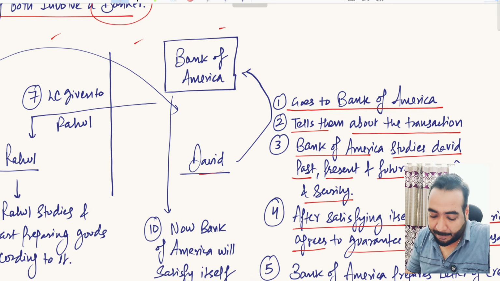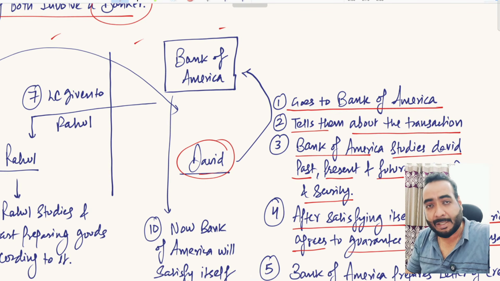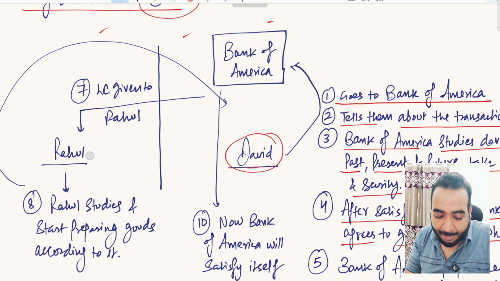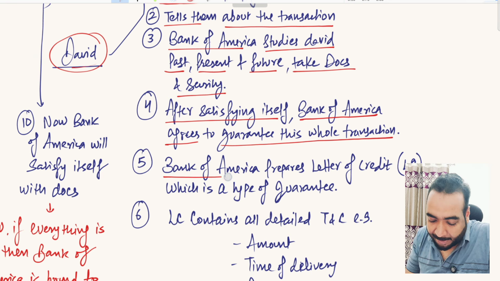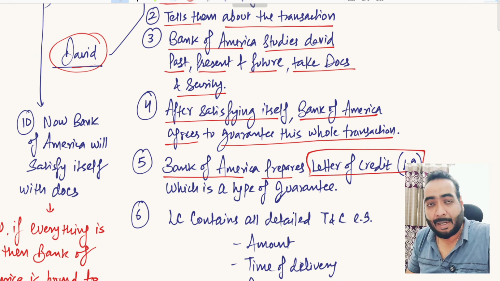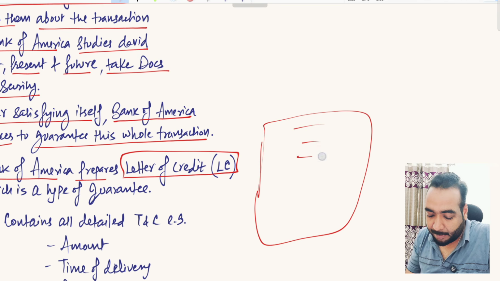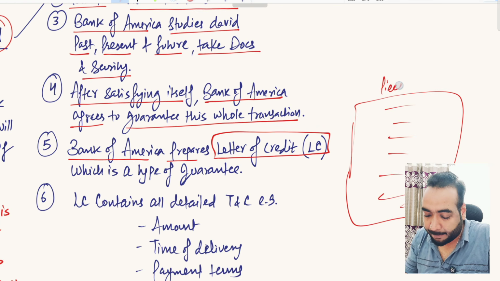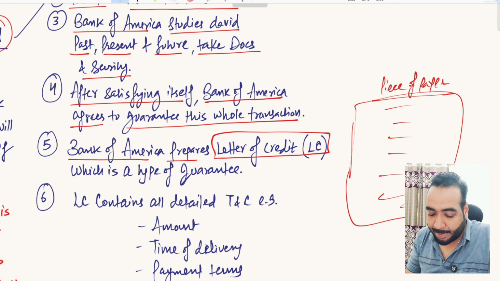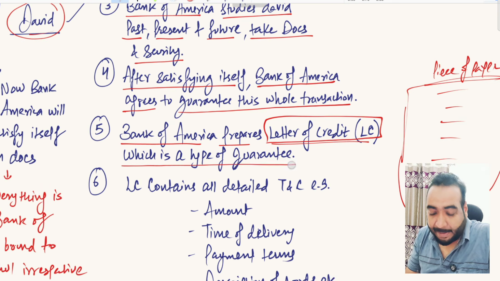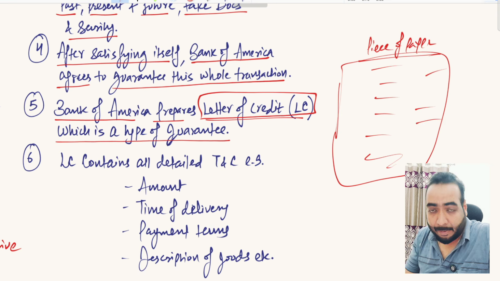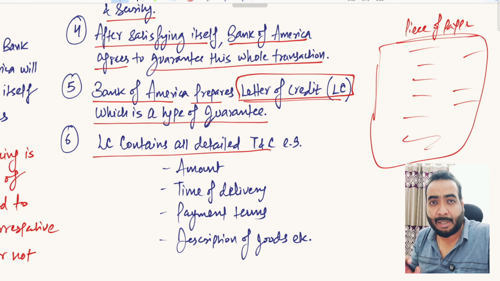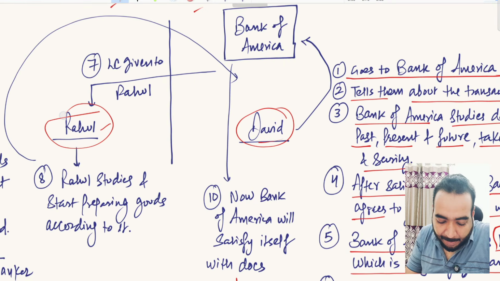Bank of America says, David, now we are comfortable with you. We have studied your past, present, and future by way of documents and market reference, and we have taken so and so security from you. Now you can enter into the transaction with Rahul, and we will guarantee the transaction on your behalf. So Bank of America will prepare a letter of credit. A letter of credit is nothing but a 2-3 page format of a letter, on a piece of paper, which is a type of guarantee only. How will this operate? Let's see. This letter of credit of 2-3 pages will contain all the terms and conditions that are agreed mutually between Rahul and David.